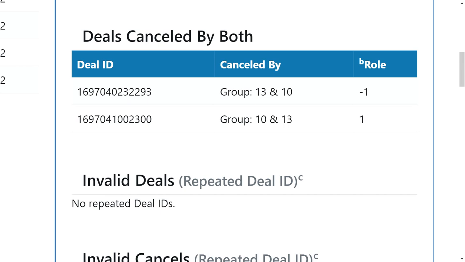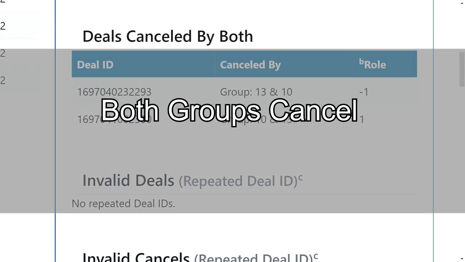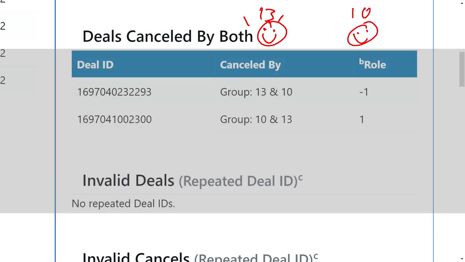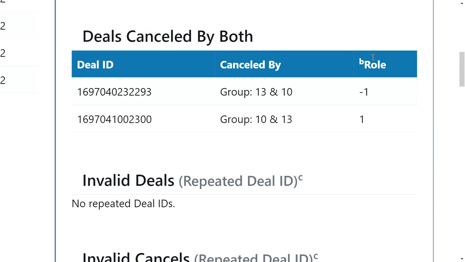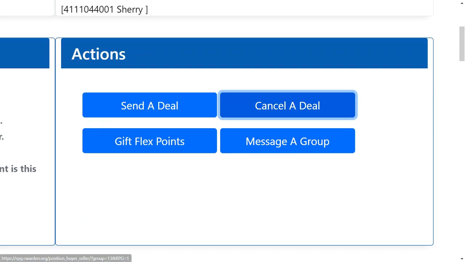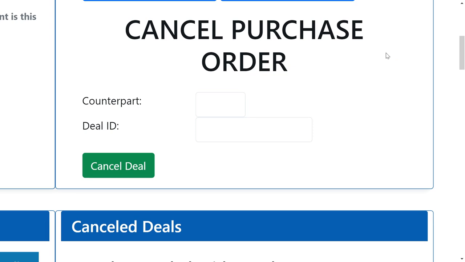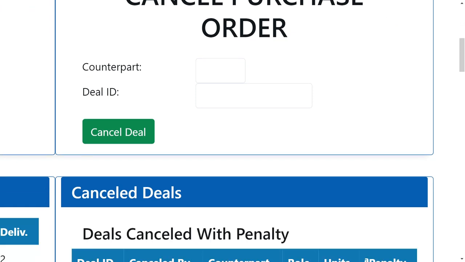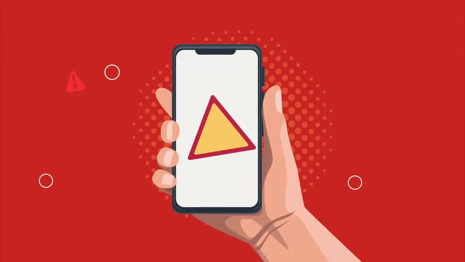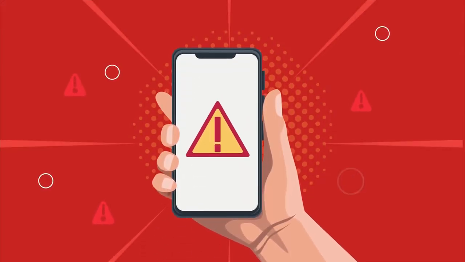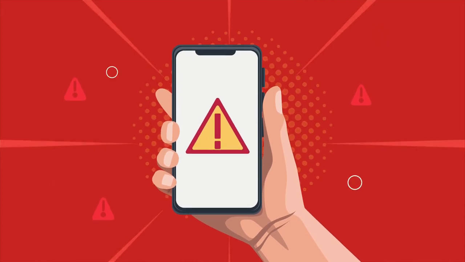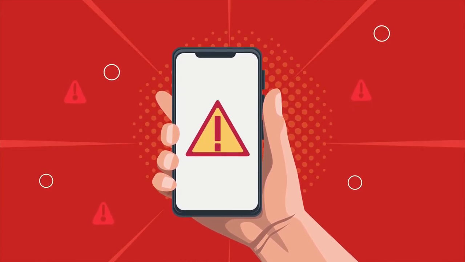So what can they do? Both groups can cancel. So group 13 and group 10. They both need to press that button, cancel a deal, and they need to put the deal number in there and the other team, the other group's number. And if they do that, if they do everything correctly, which is pretty easy, then what will happen? You will get this cancel come through.